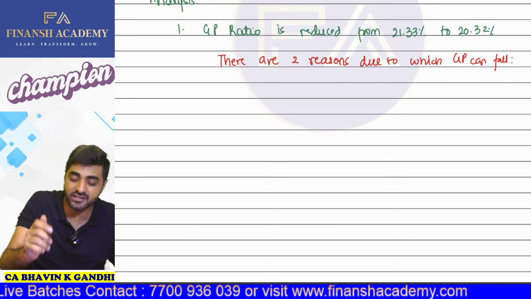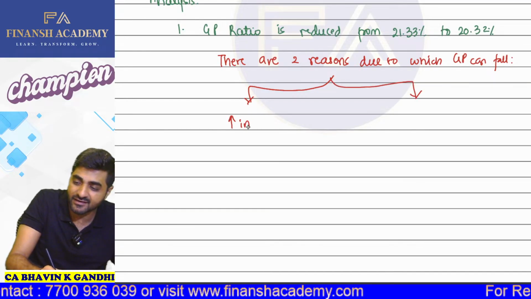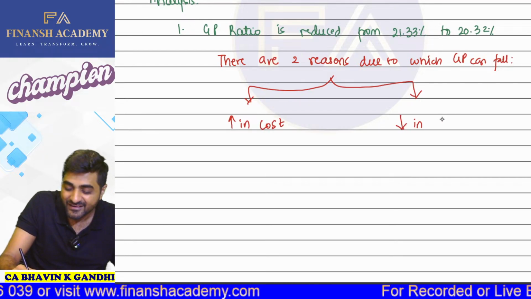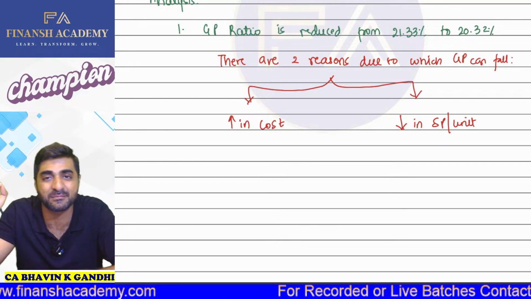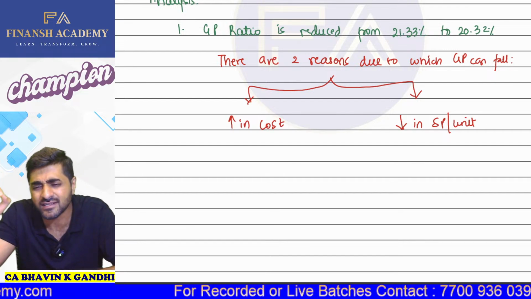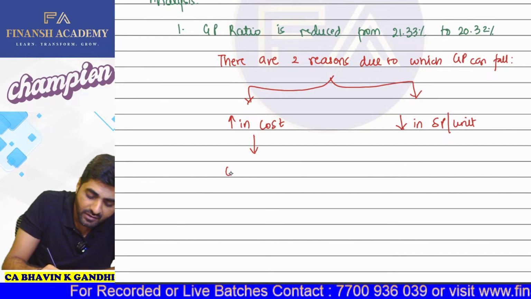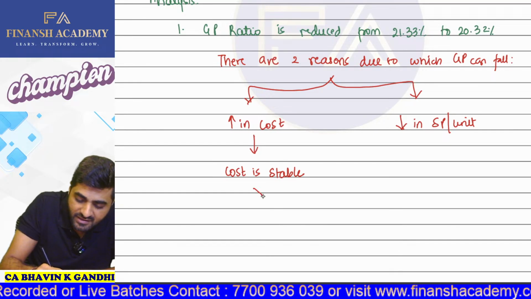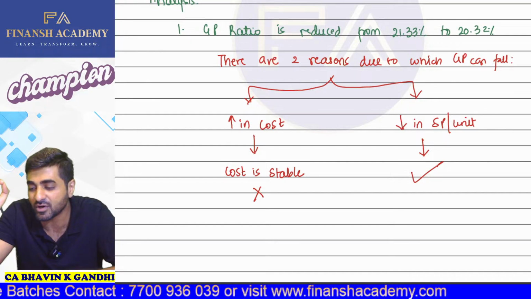What are the two reasons due to which the GP can fall? I will write down here: increase in cost or reduction in selling price per unit. I hope you guys are trying to understand this. They have specifically told you that the cost is remaining stable. So here I will write down cost is stable. So automatically, this is not the reason. So can I say reduction in selling price per unit is the reason? Come on, yes or no?